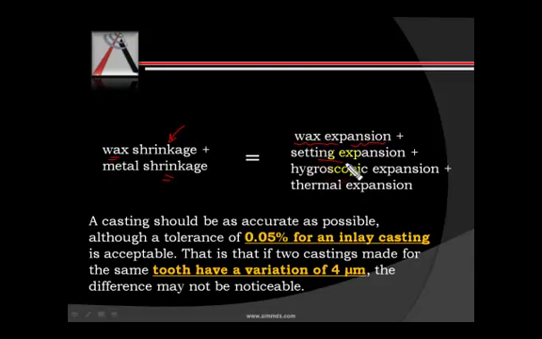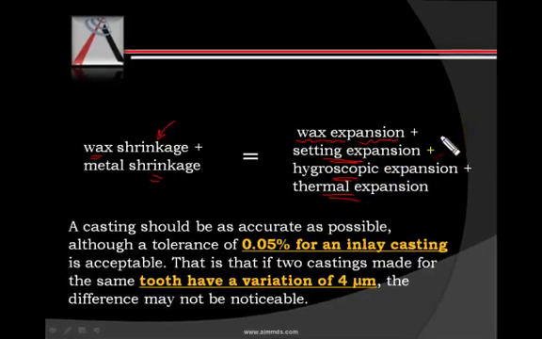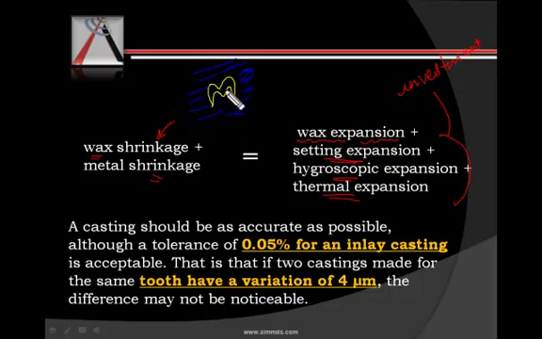Further, we have something called a setting expansion. Setting expansion, hygroscopic expansion and thermal expansion are the expansions in the investment material. We had the wax pattern which was invested in the investment material. There is shrinkage of metal and shrinkage of wax, and this shrinkage is compensated by the expansion of the investment material. Now there are various types of expansion. One is the setting expansion: during setting, the investment material expands. The second is hygroscopic expansion, wherein while setting, the total investment is immersed in water so that it expands more.